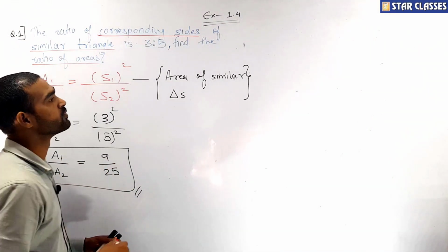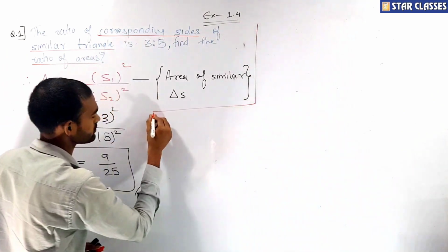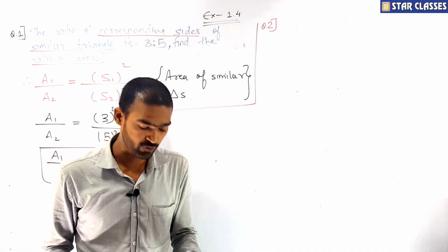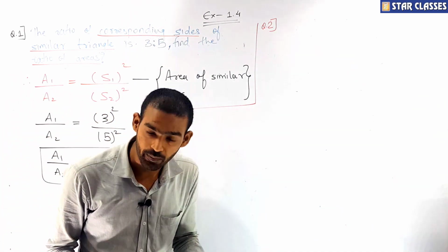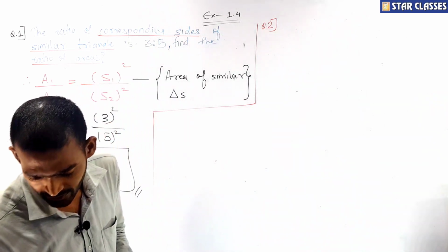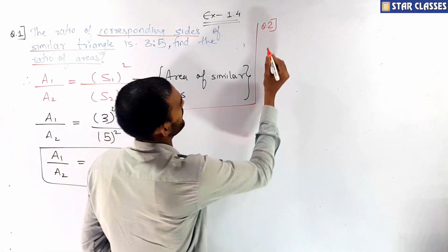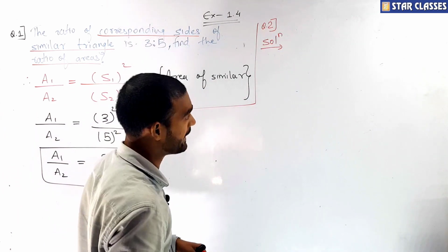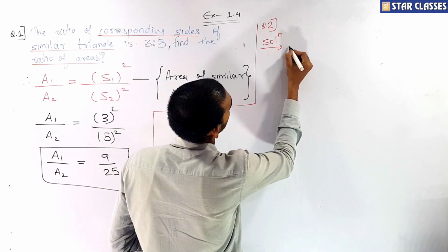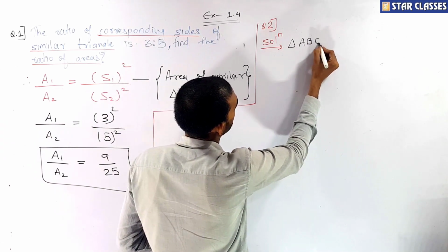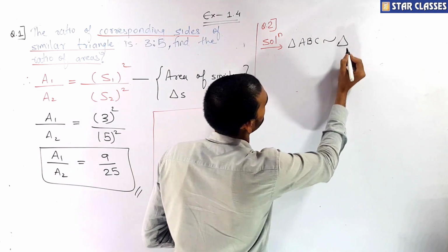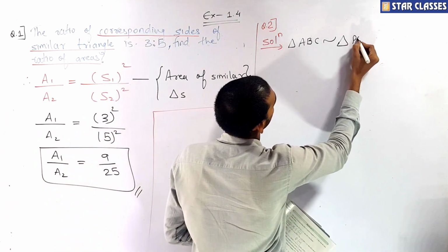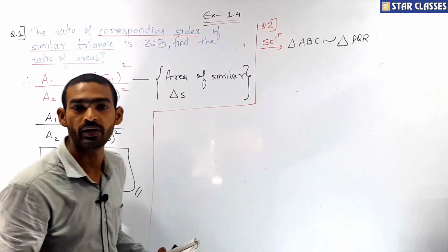Question number 2. Let us see question number 2. Look, in your textbook, exercise 1.4, what is given? If triangle ABC is similar to triangle PQR. So two triangles are given similar. So again, what do we know? Solution. We know that since triangle ABC is similar to triangle PQR. Right? Two triangles are similar.